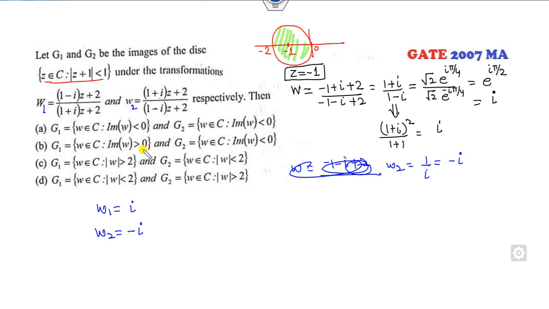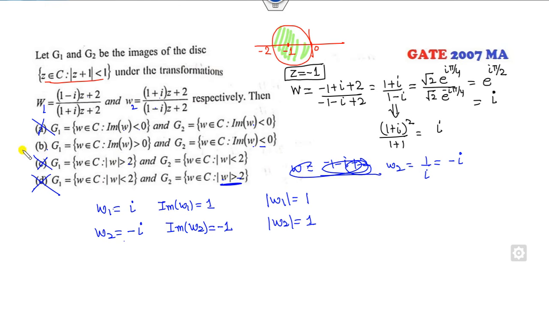So look at that. What is the imaginary part of W1? But the option said less than 0. Wrong option. Imaginary part greater than 0 is satisfied. What is the imaginary part of W2? It's minus 1. It's satisfied, but we can't say that for this counter example. What is the magnitude of W1? It is 1, but the option said greater than 2. Wrong option. What is the magnitude of W2? It is 1, but the option said greater than 1. Again it is disqualified. The only option left is B, which is the right answer.